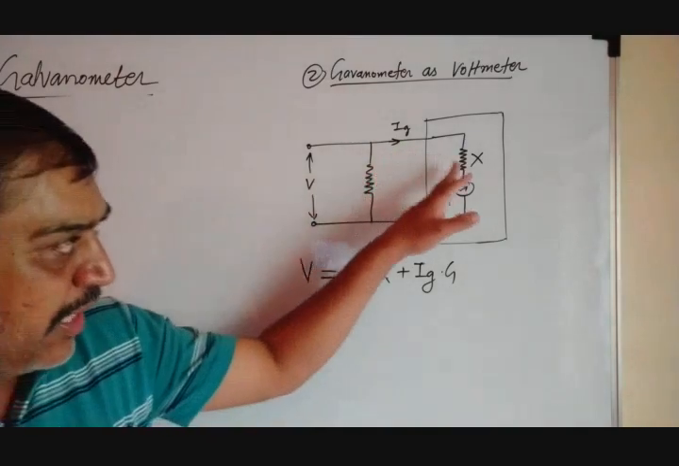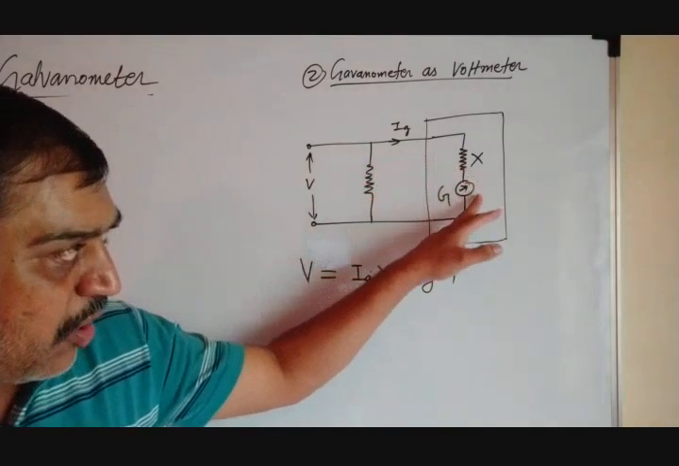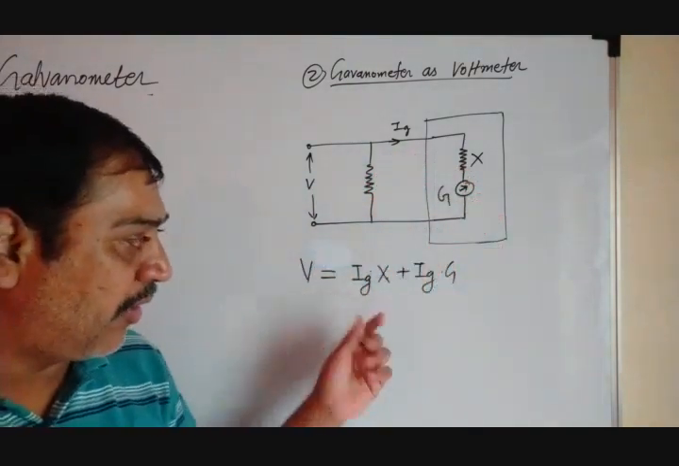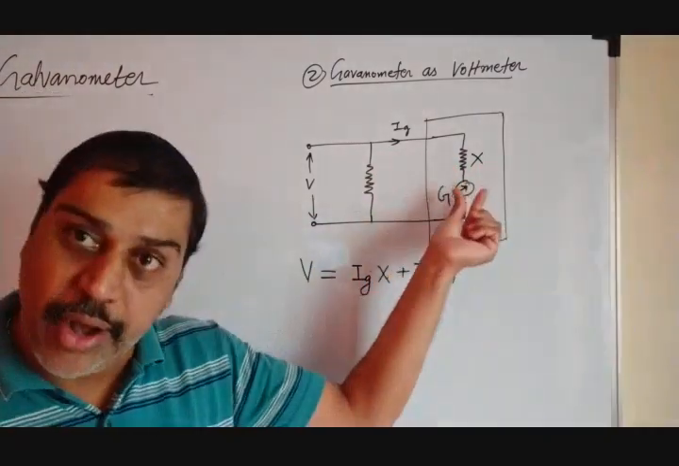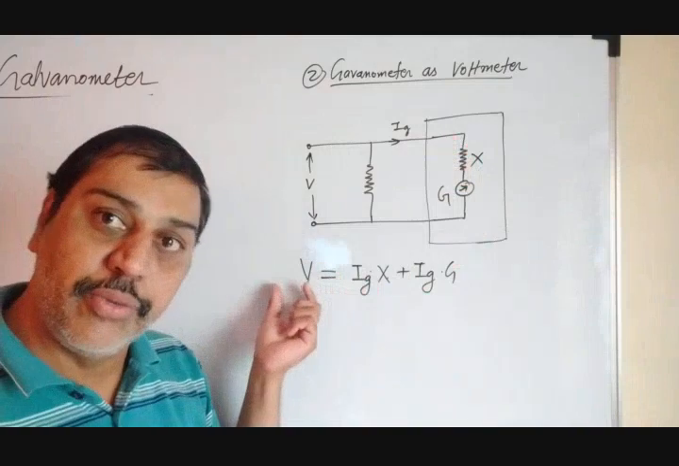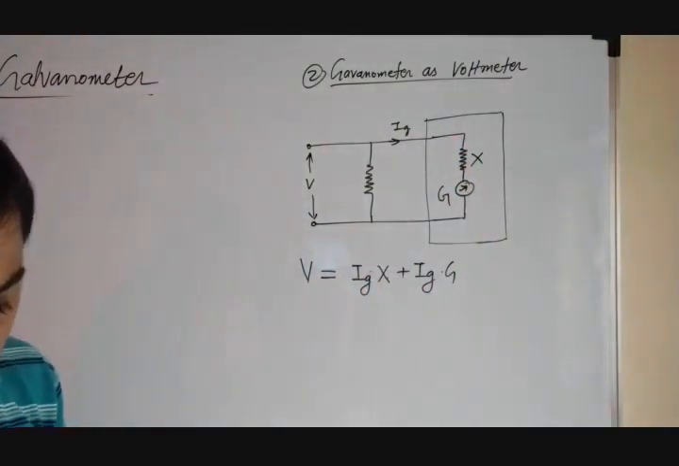So this current gets dropped along X and along G also. So we can find out the potential difference along X and the potential difference along the galvanometer. Their addition together gives the voltage. So in this fashion we can measure this.